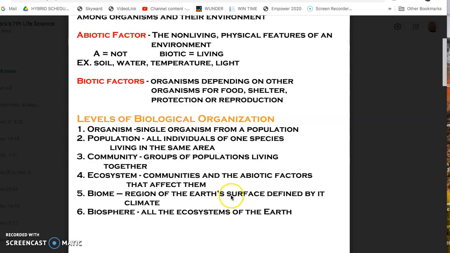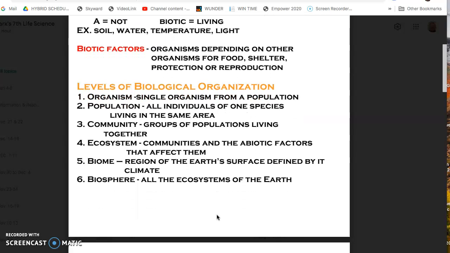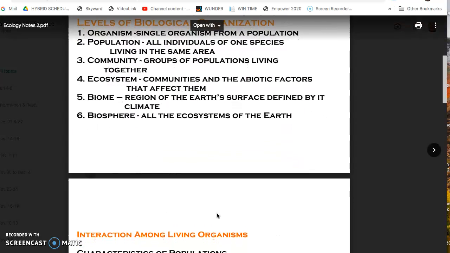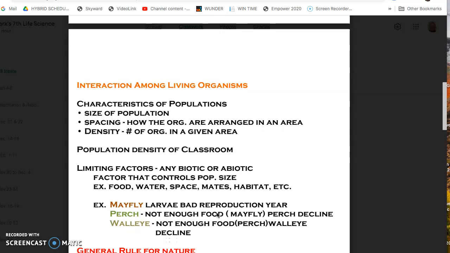And then the biome is the region of the Earth's surface defined by its climate. So southern Minnesota is more of a grassland. That's the type of biome it is, and it's defined by its climate, its repetitive weather day after day after day. It's very similar all the time. And organisms tend to adapt to live in that type of climate. And then the biosphere is the layer of the earth that supports life. Okay, so that's just a slight review of what we covered before we went to break.